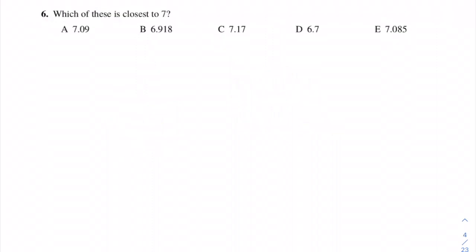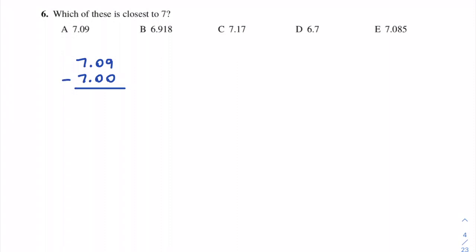Question 6 says, which of these is closest to 7? So we can compare each of these answers and work out their difference from 7, and whichever answer has the smallest difference must be the answer which is closest to 7. If we look at the first one, which is 7.09, we're doing 7.09 minus 7, so we can write that as 7.00.